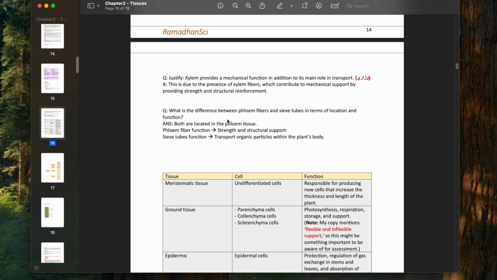Question: what is the difference between phloem fibers and sieve tubes in terms of location and function? Now, of course, you can have those short answers or short questions telling you to compare this and that. It's common, or it's possible. So in terms of location, they're both located in the phloem tissue, but in terms of function, of course, they're different, because the phloem fiber provides strength and structural support, and sieve tubes function, they transport organic particles within the plant's body.